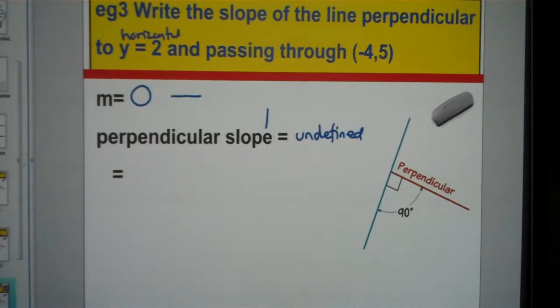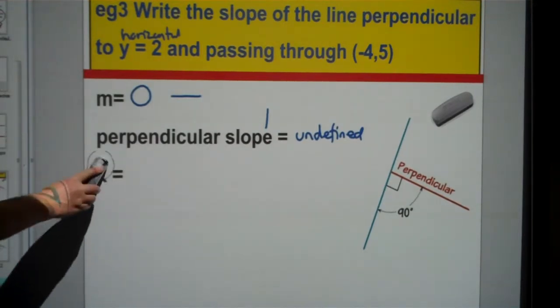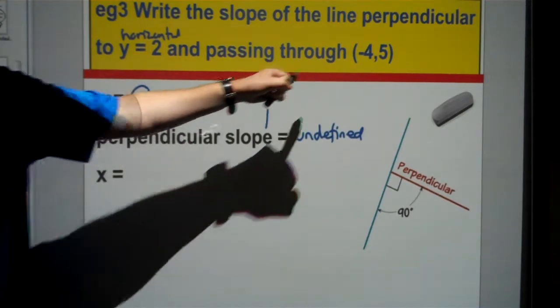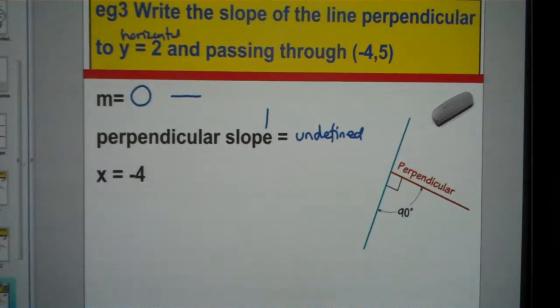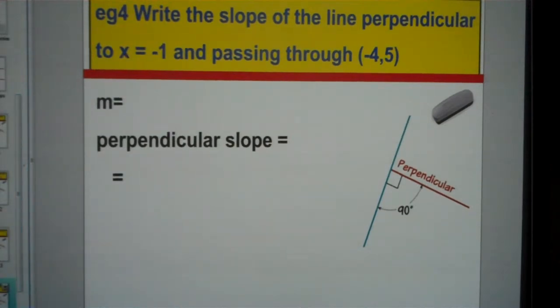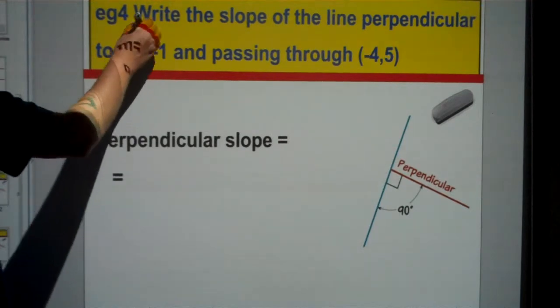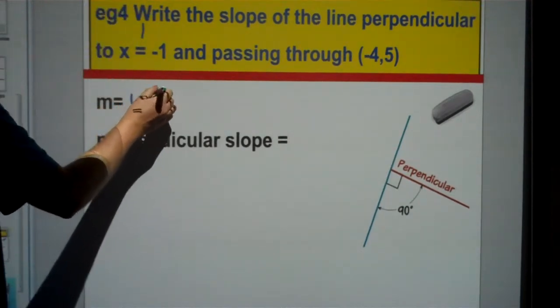Now if we have an undefined line, that means the equation is the form x equals. So I can write x equals straight away, and I just have to look what is my x value, and you can see quite clearly it's negative 4. So quite a simple question, but one a lot of students actually make mistakes on and get wrong. Similarly, if I ask you perpendicular to x equals negative 1, then x equals negative 1 is my vertical line, which means it's undefined.